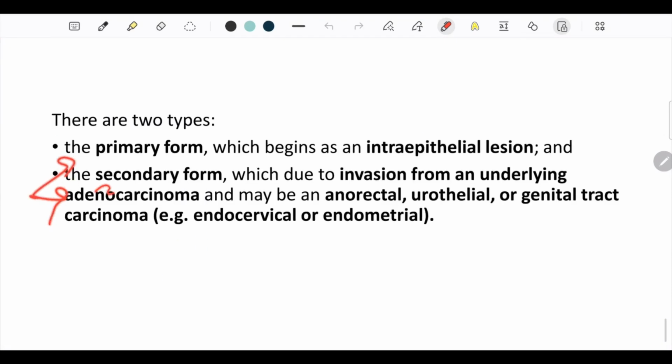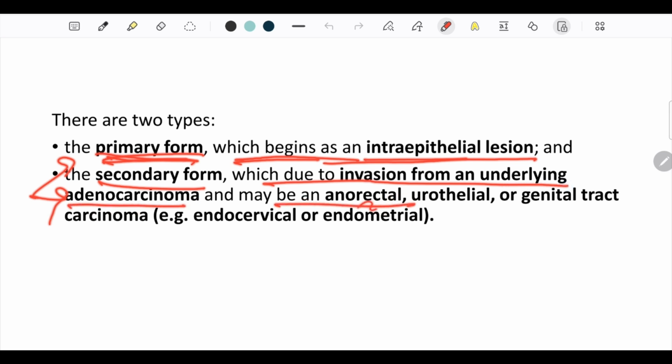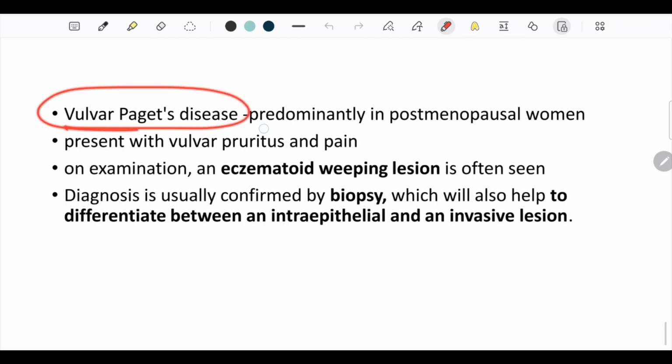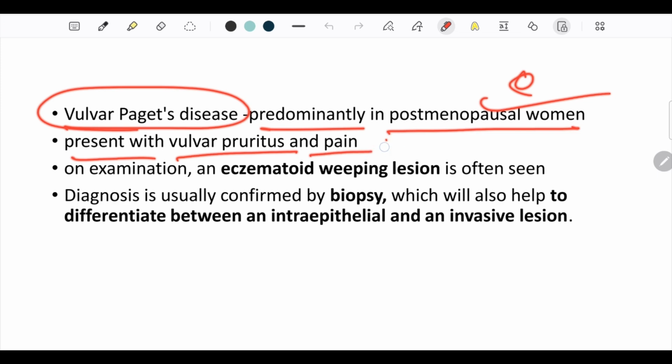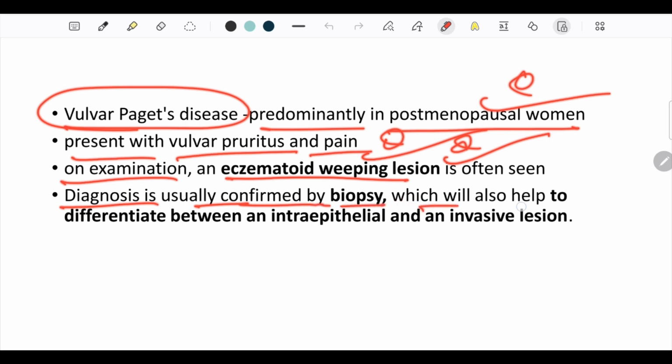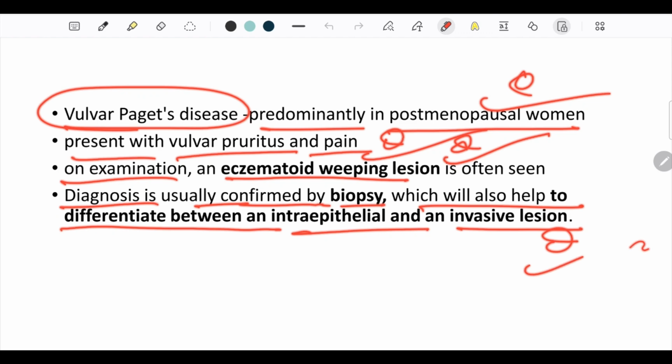There are two types of extramammary Paget's disease, that is vulvar Paget's disease. Primary form begins as an intraepithelial lesion, and secondary form is due to invasion from an underlying adenocarcinoma and may be an anorectal, urothelial or genital tract carcinoma. Vulvar Paget's disease occurs predominantly in the postmenopausal women group. It presents with vulvar pruritus and pain. On examination, there is an excoriated weeping lesion. Diagnosis is usually confirmed by biopsy, which also helps to differentiate between an intraepithelial and an invasive lesion.